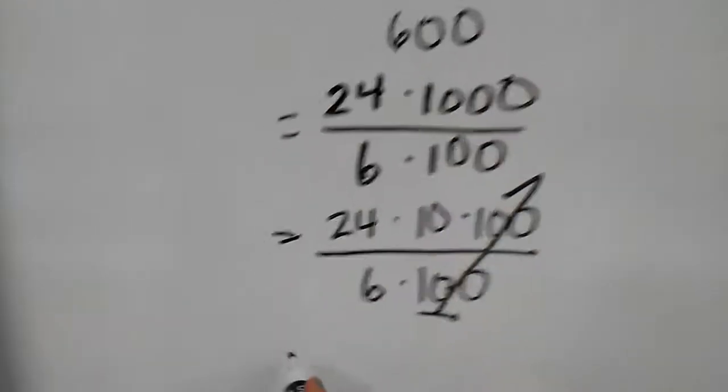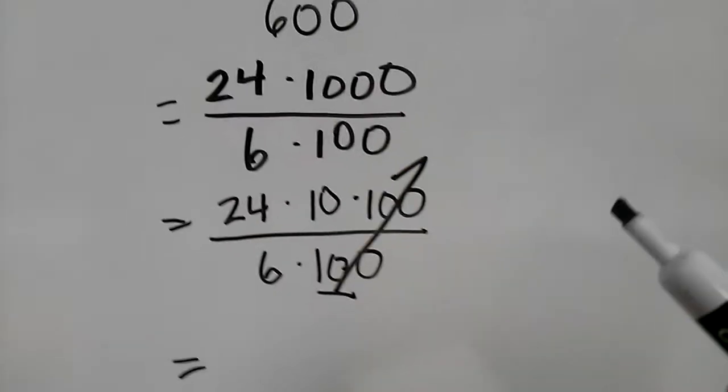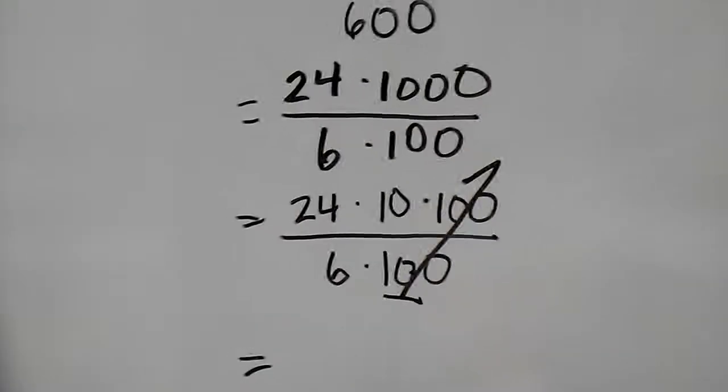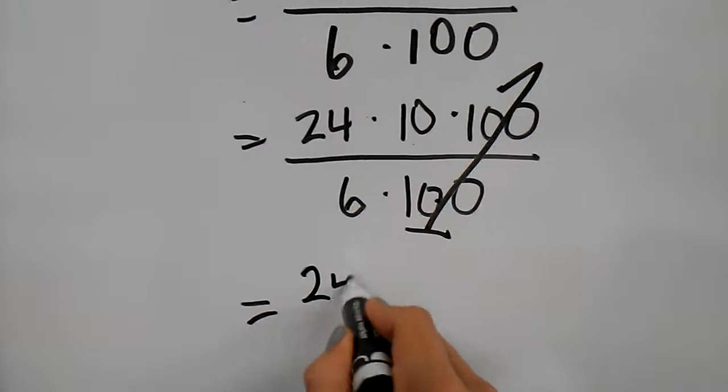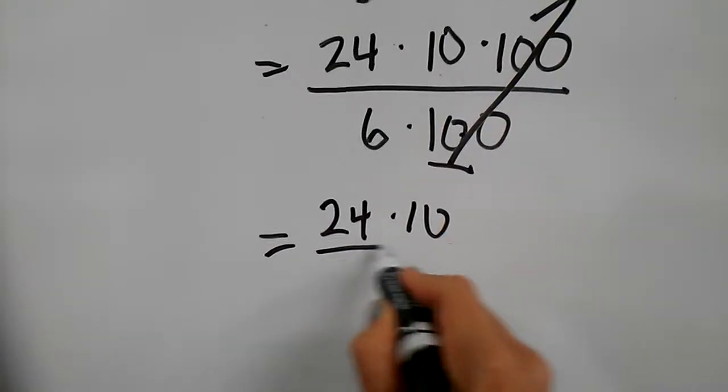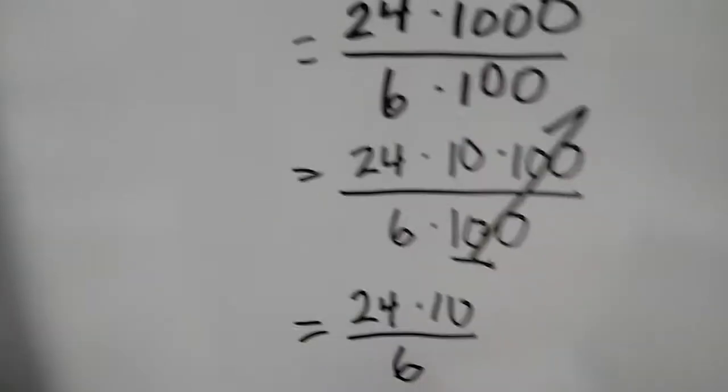And it's kind of like I'm getting rid of it. I'm not getting rid of it, but sometimes it's easier to think of it that way. So now I'm left with 24 times 10 divided by 6.